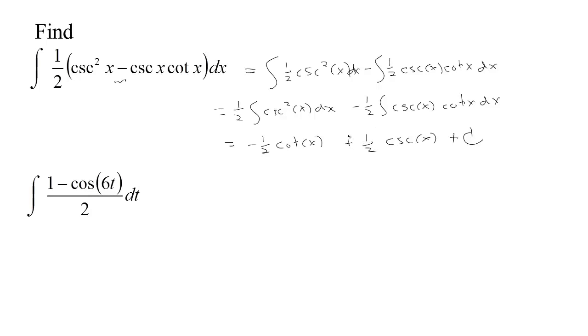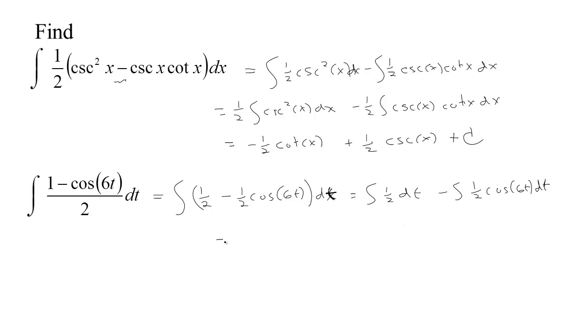This one's probably easiest if we break it up into two fractions. We have 1/2 minus 1/2 cosine 6t. So I just broke that into 1 over 2 minus cosine 6t over 2 and wrote it this way. Now the antiderivative of the difference, oops, this is not dx, it should be dt since that's our variable, okay, the antiderivative of the difference is the difference of the antiderivatives. So I can just focus on solving these two simpler problems.